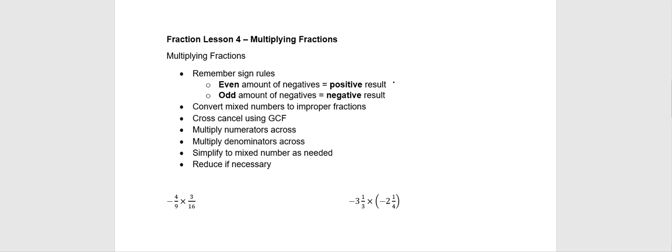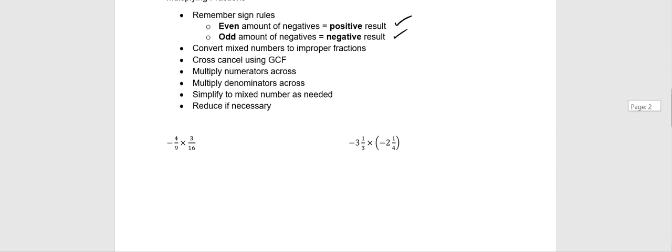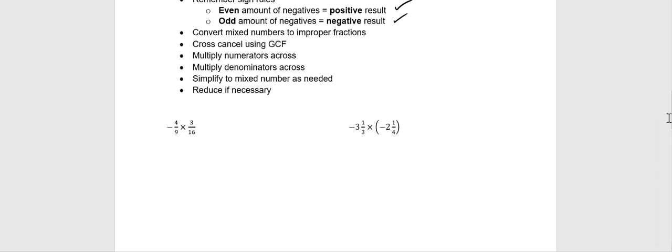And if you have an even amount of negatives, you will get a positive result. And if you have an odd amount of negatives multiplied or divided, you will get a negative result. So that will always stay intact regardless of the type of numbers that we're talking about. From there, we just want to follow this process.